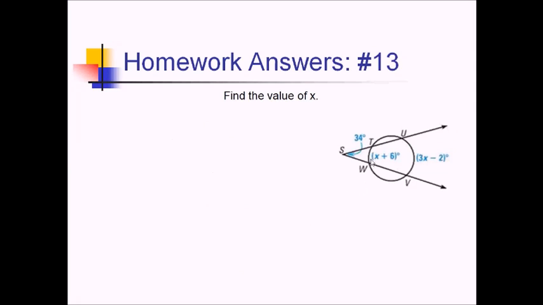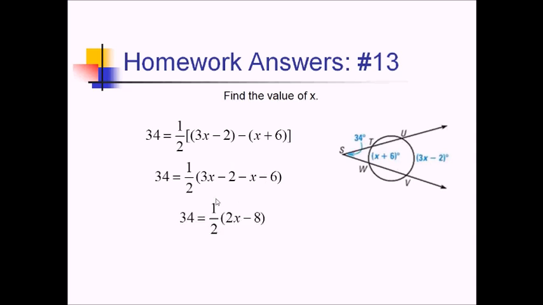For number 13, I'm trying to find x in this diagram. I know that 34 is going to be half the difference of these 2 intersected arcs. So I can write 34 equals 1/2 of (3x minus 2) minus (x plus 6). And notice I'm using parentheses so that I don't lose anything in there. Let's distribute that negative now just to be on the safe side. So that'll be negative x minus 6. Combining like terms in here, we've got 2x minus 8. And then I'm just going to take a half of that, distribute that 1/2. So we have 34 equals x minus 4. Adding 4 to the other side, x equals 38.